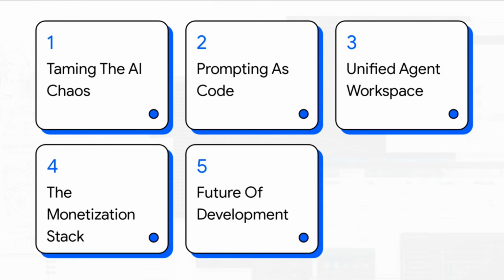To answer that, we're going to break this explainer down into 5 logical steps. Think of it like a project README. First, taming the AI chaos. Second, prompting as code. Third, unifying the agent workspace. Fourth, the monetization stack. And finally, the future of development.